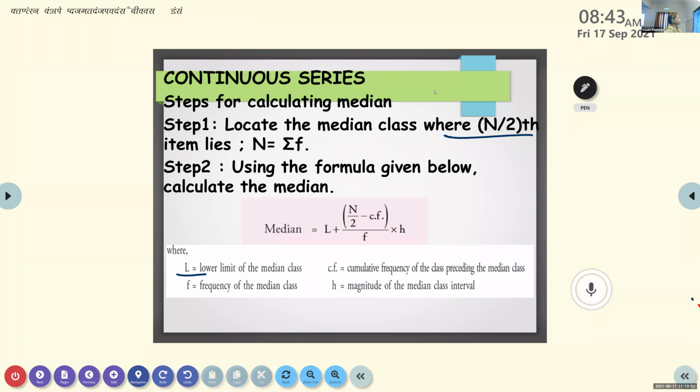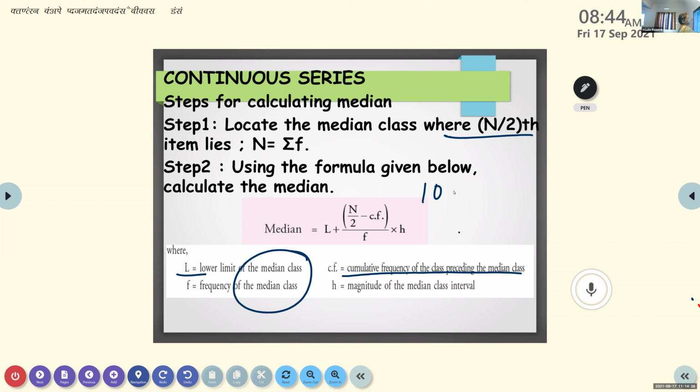Now in this, what you have to do, get the lower limit of that median class, then the frequency of that particular median class. So it is related to the median class. You have to take the lower limit of the median class and the frequency of that median class. Okay. Then I told you that we have to find cumulative frequency.